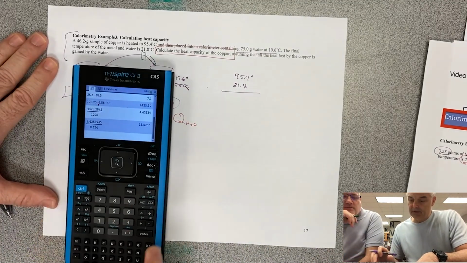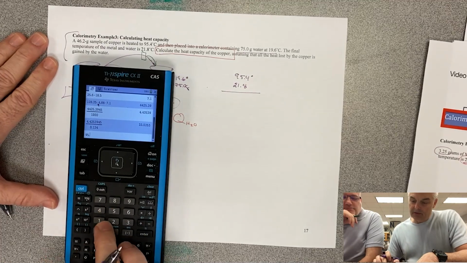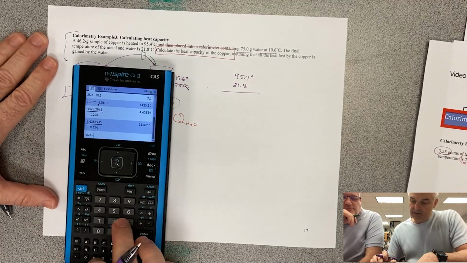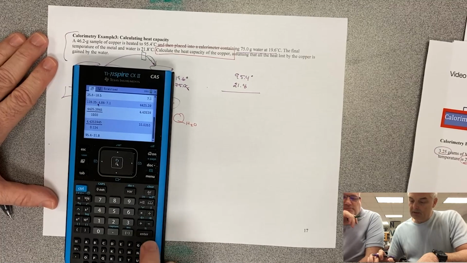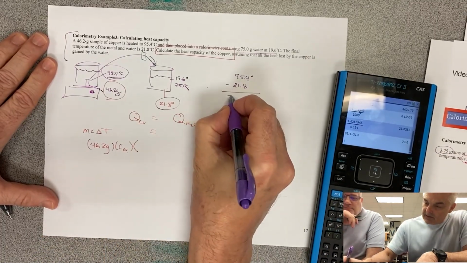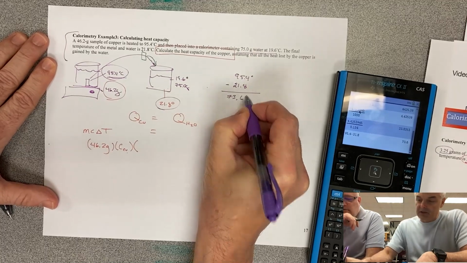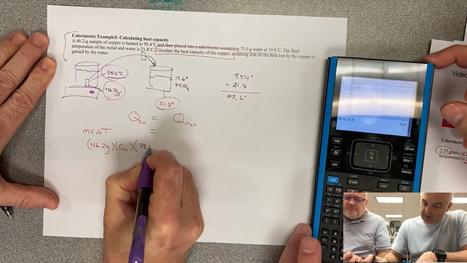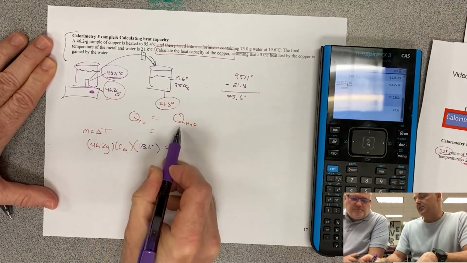95.4 minus 21.8 gives me an interesting number, 73.6. So I subtracted these, and that's 73.6 degrees. And then we'll do the same thing for the water.